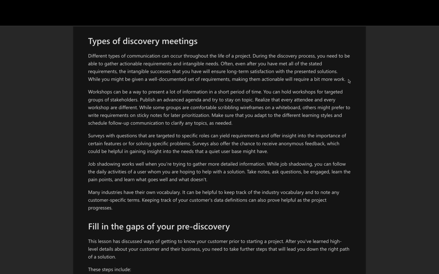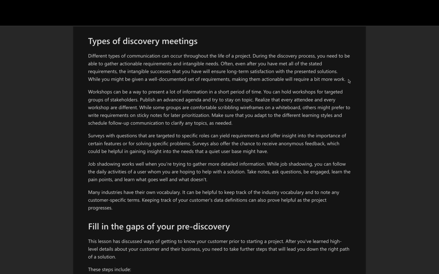Workshops can be a way to present a lot of information in a short period of time. You can hold workshops for targeted groups of stakeholders. Publish an advanced agenda and try to stay on topic. Realize that every attendee and every workshop are different. While some groups are comfortable scribbling wireframes on a whiteboard, others might prefer to write requirements on sticky notes for later prioritization. Make sure that you adapt to the different learning styles and schedule follow-up communication to clarify any topics as needed.